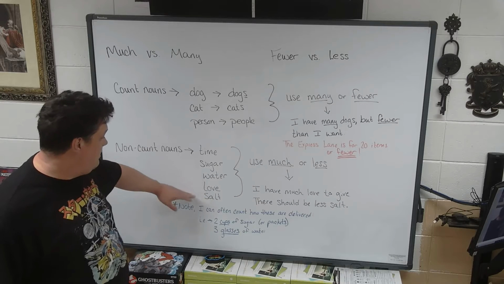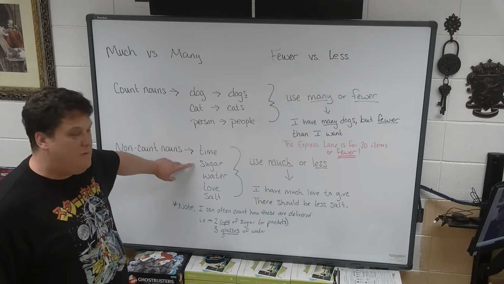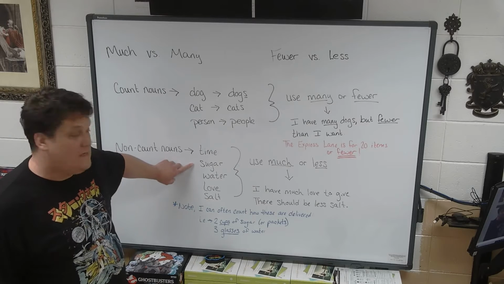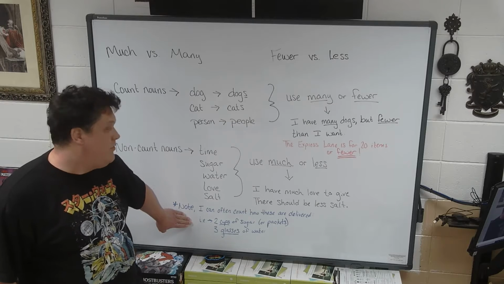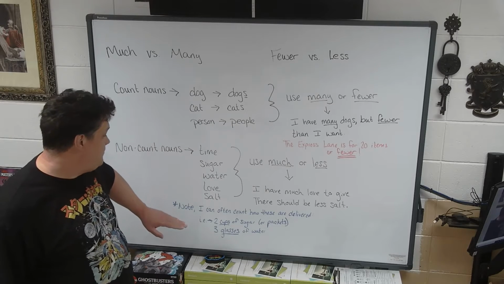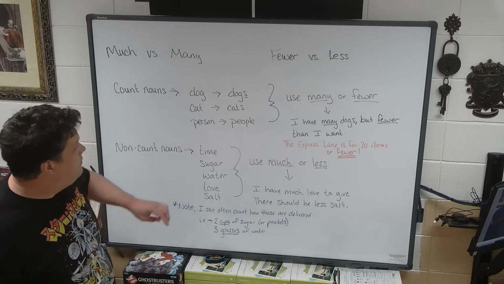Things like sugar and water and love and salt. How many sugar to put in this recipe? Well, that doesn't make any sense. How much sugar makes sense. But we can often count how these things are delivered, count the units. So how many cups of sugar, or how many glasses of water, that sort of thing.